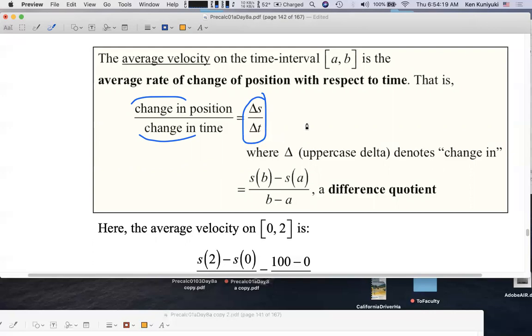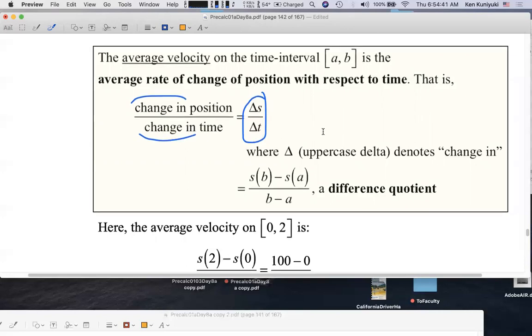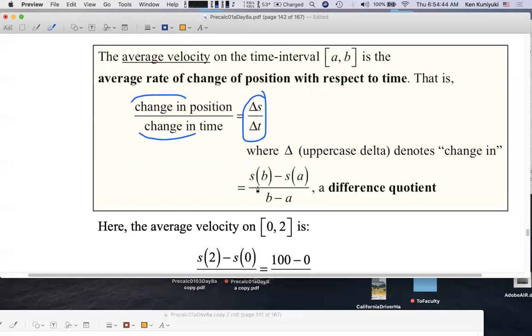Because we don't care if this is happening in California or New York or Utah. What matters is the change in position. And it doesn't matter if it's happening on a Sunday, a Monday, a Tuesday, or for that matter, if you're starting at noon or at 1 p.m. or 2 p.m. What matters is the change in time. The average velocity is given by the change in position over the change in time. The change in position is given by s of b minus s of a. Your position at the end time minus your position at the beginning time, over the change in time, b minus a.